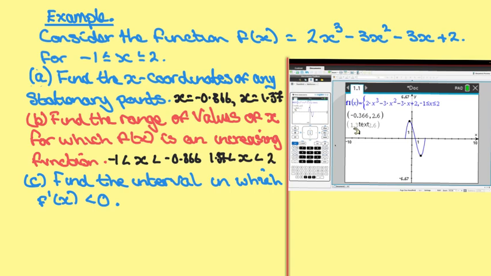The final part of the question is to find the interval in which f' of x, or the derivative, is less than 0. In other words, it is a decreasing function, and that occurs when x is between -0.366 and x is 1.37. Notice that for part B and C, I put less than and not less than or equal to, because at the stationary points, the function is neither increasing nor decreasing, it is stationary.